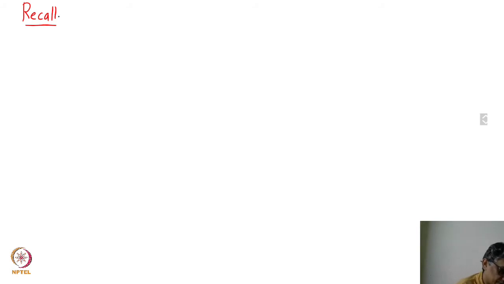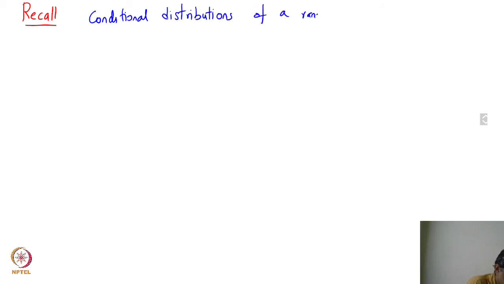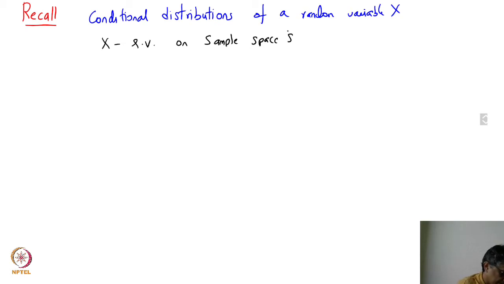So I had said that I was doing this idea of conditional distributions of a random variable X. The idea was that if X is a random variable on a sample space S, and A is some subset of S, an event with probability of A positive, you have these two things.